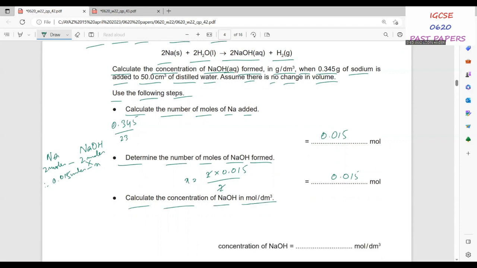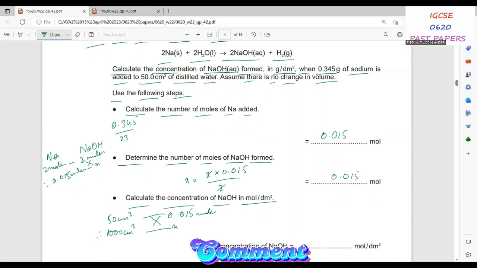Calculate the concentration of NaOH in mole per dm cube. The volume is given, that is 50 centimeter cube. So we will write 50 centimeter cube contains 0.015 moles. Therefore, 1000 centimeter cube contains X moles. So X will be equal to 0.015 multiplied by 1000 divided by 50. We will get 0.3 mole per dm cube.